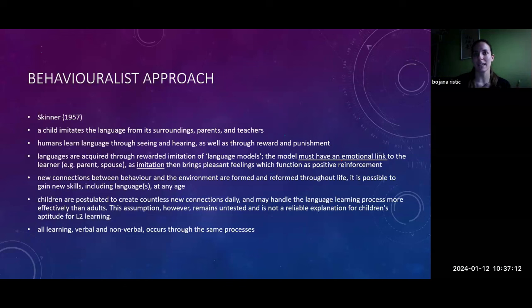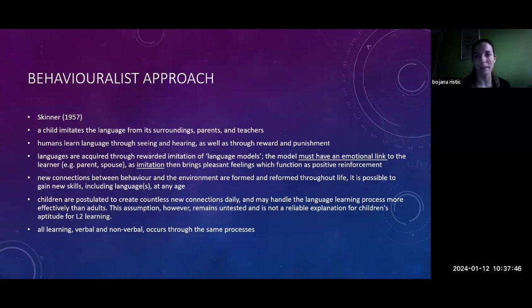As you can see, the nativists are talking more about what a child can do without being explicitly told to, whereas the behavioralists are saying that they are actually just imitating what they're seeing, right? And they're saying that humans learn language through seeing and hearing and the system of reward and punishment. They must have an emotional link to the parent or the person they are interacting with, and these pleasant feelings while they're imitating are how they learn a language.